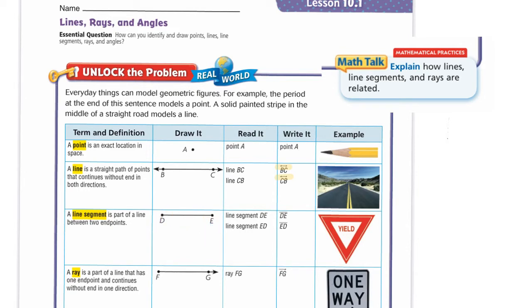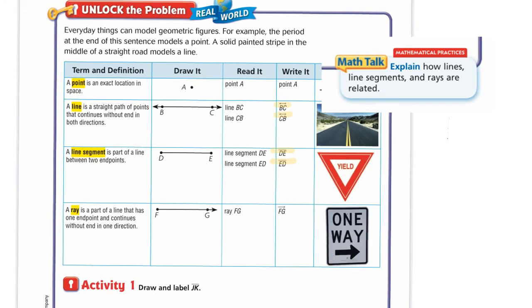You can see how it is written differently as well when you write it out. Up above your points, the DE or the ED in this instance, you would have just the line, in this case, without any arrows. So that's how when you write it, it separates it from people thinking it's a line that you're talking about. And lastly, our important vocabulary term is a ray. A ray is part of a line that has one endpoint and continues without end in one direction. And you can see here a nice model of what a ray would look like.